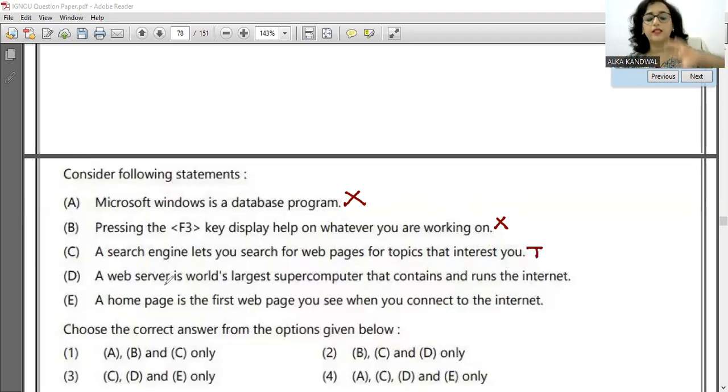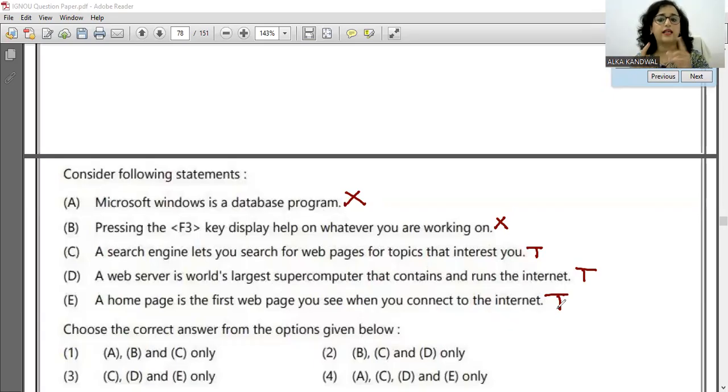A web server is the world's largest supercomputer that contains and runs the internet. Yes. So I told you ना server के बारे में जब हम लोग बात कर रहे थे तभी भी कि it is like server provides us the information, और जो client होता है वो information मांगता है और server information देता है. A home page is the first web page you see when you connect to the internet. Yes, the first page of the website, that is known as the home page.